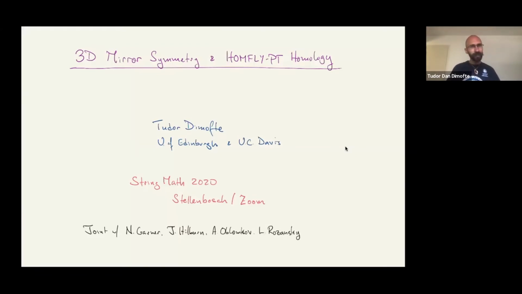The talk I'm going to give today is what I think of as a fun application of a lot of these ideas, and it's teaching us also a lot about what homological 3D mirror symmetry should look like.